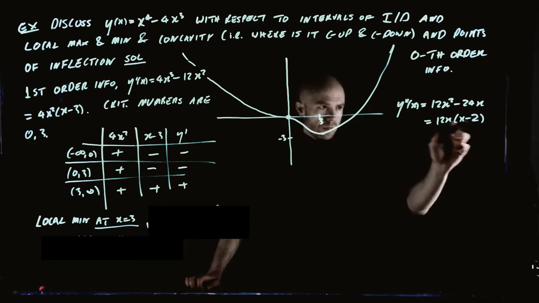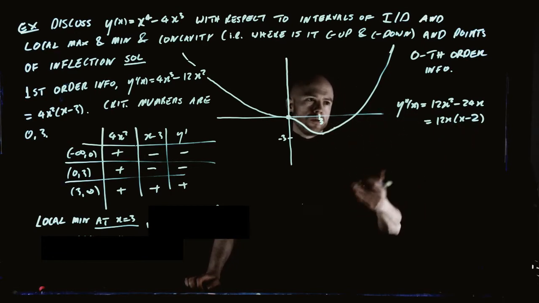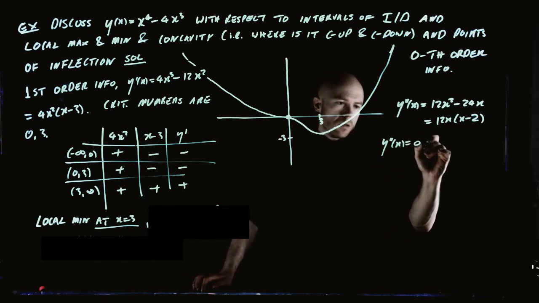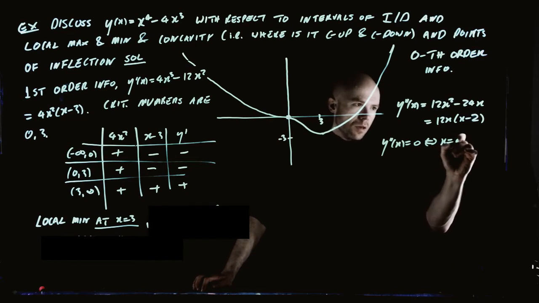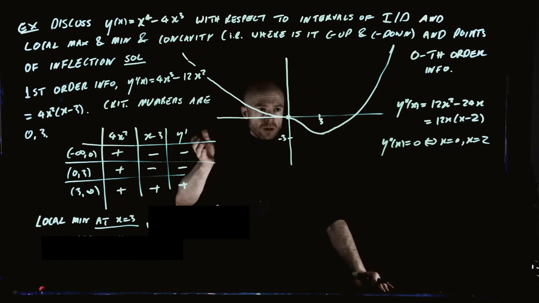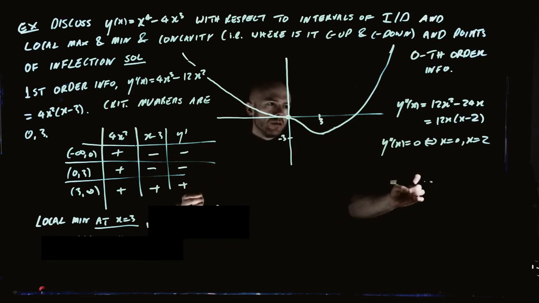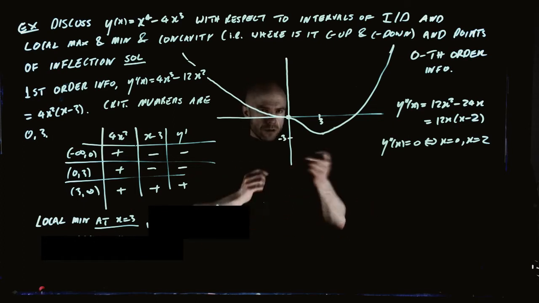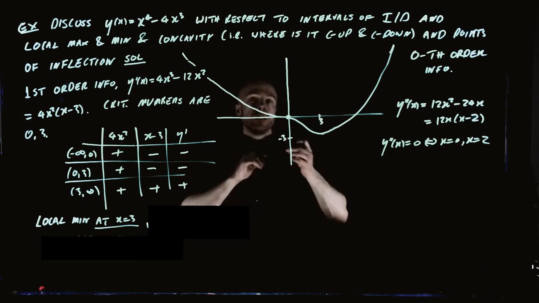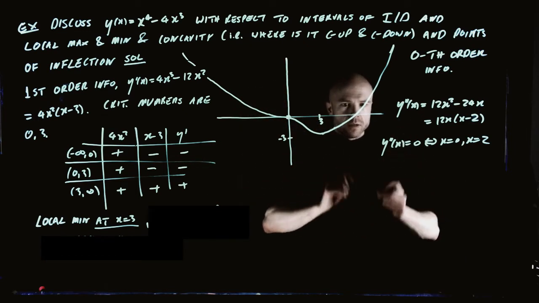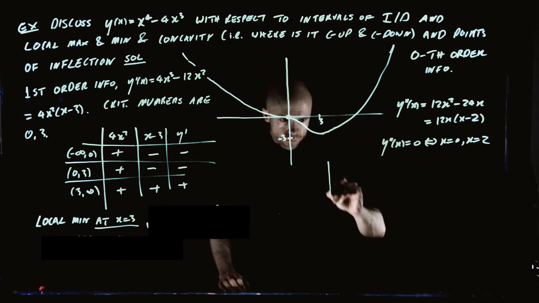So what do we know about this thing? Same argument as before. We know that y double prime of x equals 0 if x equals 0 or x equals 2. And therefore, on the interval from minus infinity to 0, the second derivative is either positive or negative, right? Because it can't change sign on that interval. And again, from 0 to 2, the second derivative is either positive or negative. And from 2 to infinity, the second derivative is either positive or negative. So let's do a table.